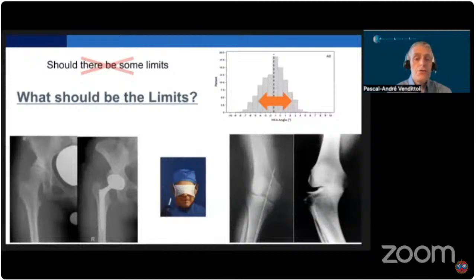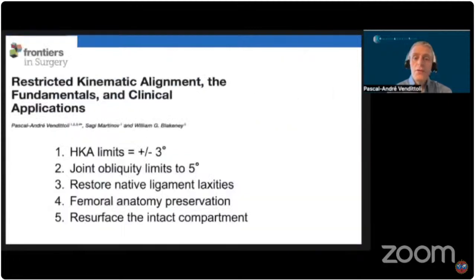So the question is not should we have boundaries? The real question is what should be the boundaries? In 2011, I proposed a restricted alignment protocol.